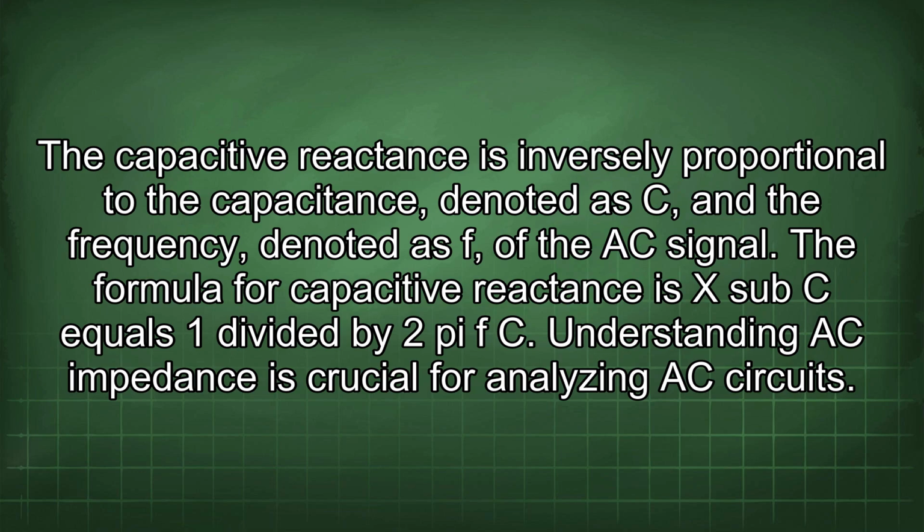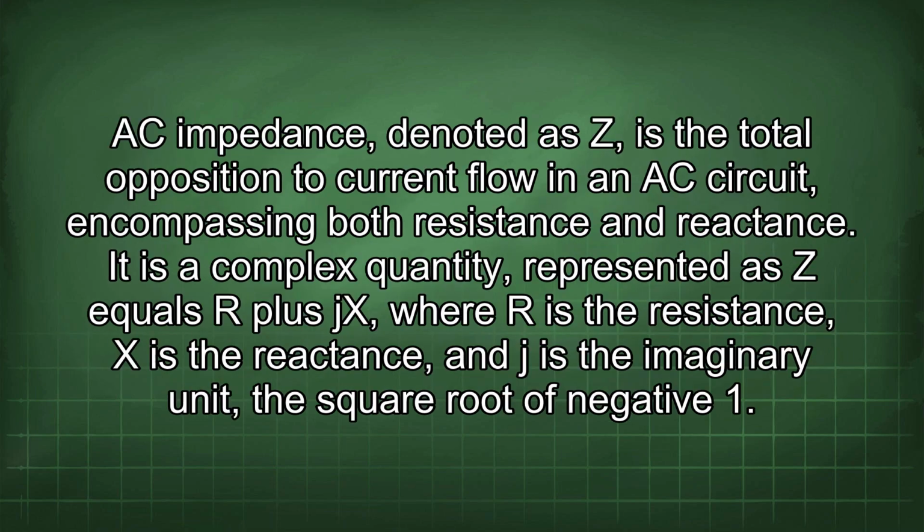Understanding AC impedance is crucial for analyzing AC circuits. AC impedance, denoted as Z, is the total opposition to current flow in an AC circuit, encompassing both resistance and reactance.